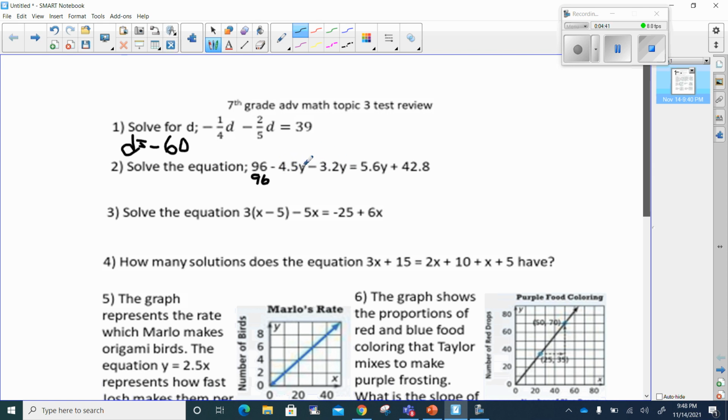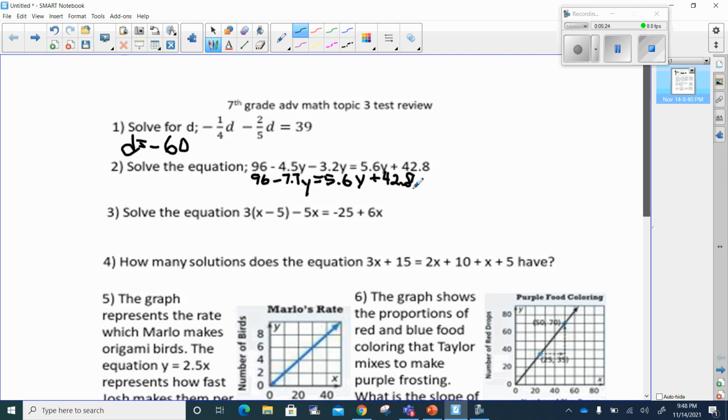So I can add negative 4.5 and negative 3.2. I know these together are going to make 7.7, right? Because 5 plus 2 is 7, and 4 plus 3 is 7. So this will be a negative 7.7y. All this is going to equal 5.6y plus 42.8. All right, I did my first step, which was combining my like terms.